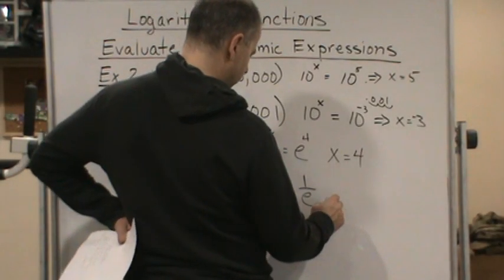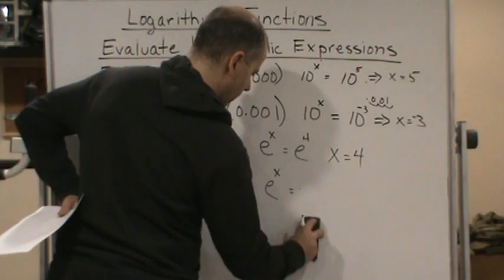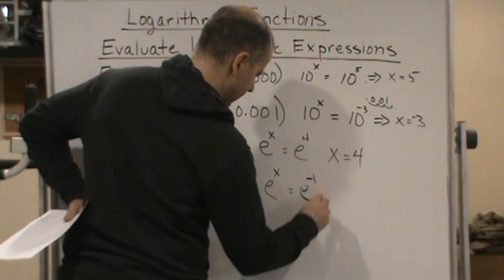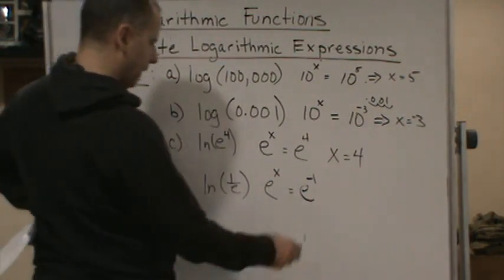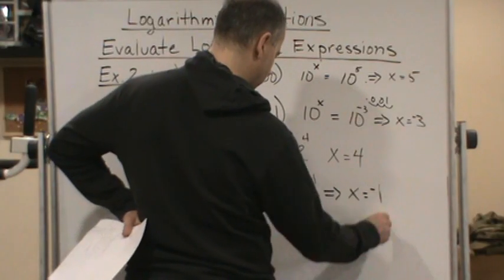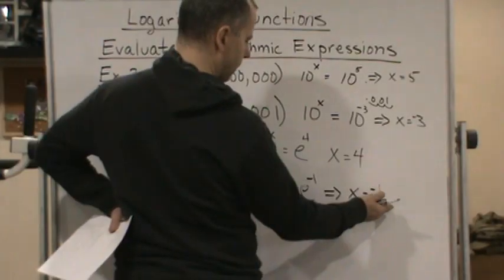So again, I can rewrite this as well. 1 over e is the same as e to the -1. And then I can use the equivalence property. That tells me x equals -1, which means the natural log of 1 over e is -1.